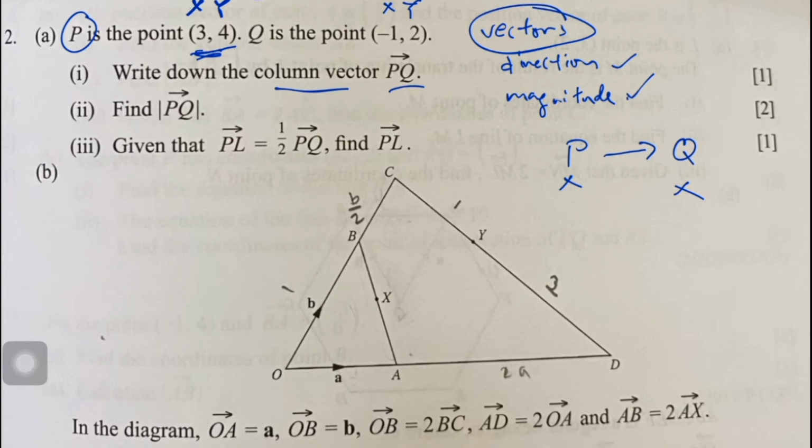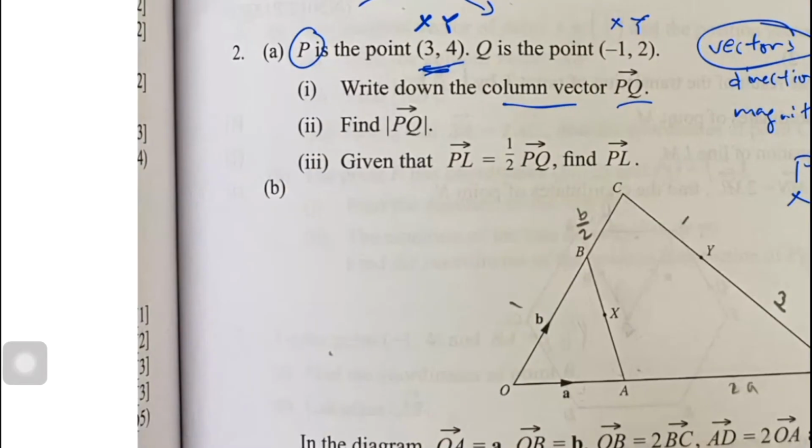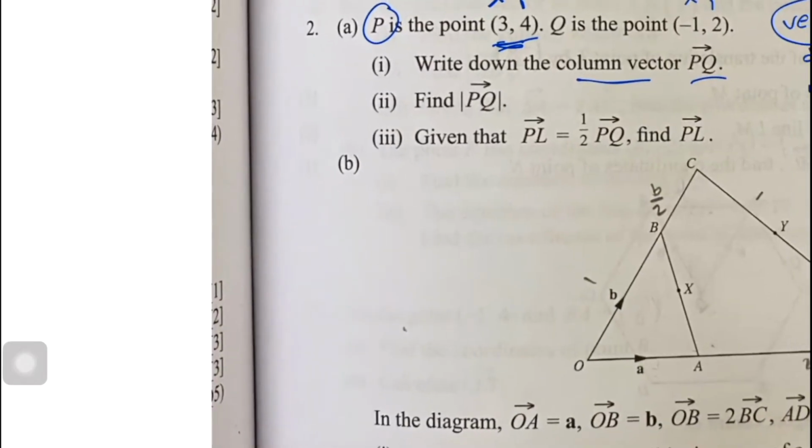Alright, so let's just take a look at the first question. Question number 2 says we have a point P that is 3, 4, and then we have a point Q that's negative 1, 2. So they give us the points, and they want us to write down the column vector PQ.